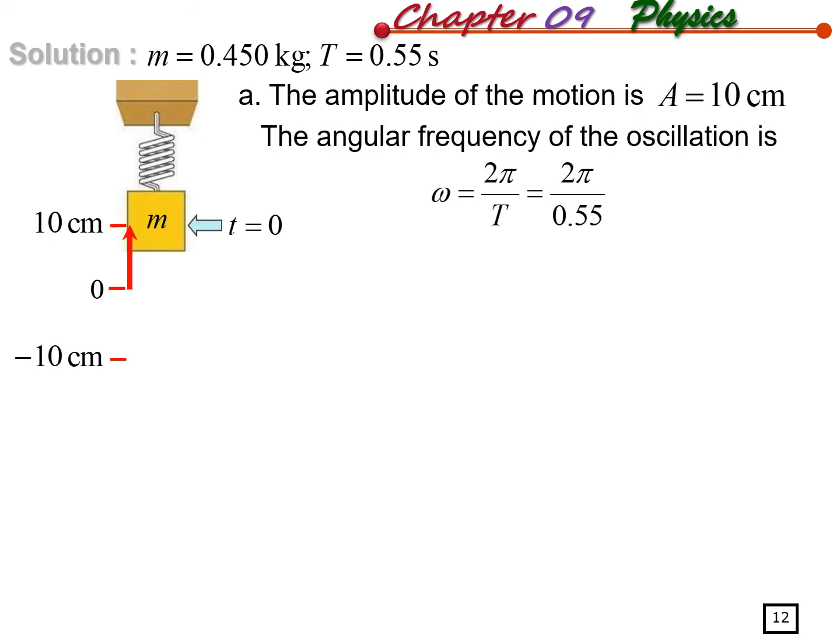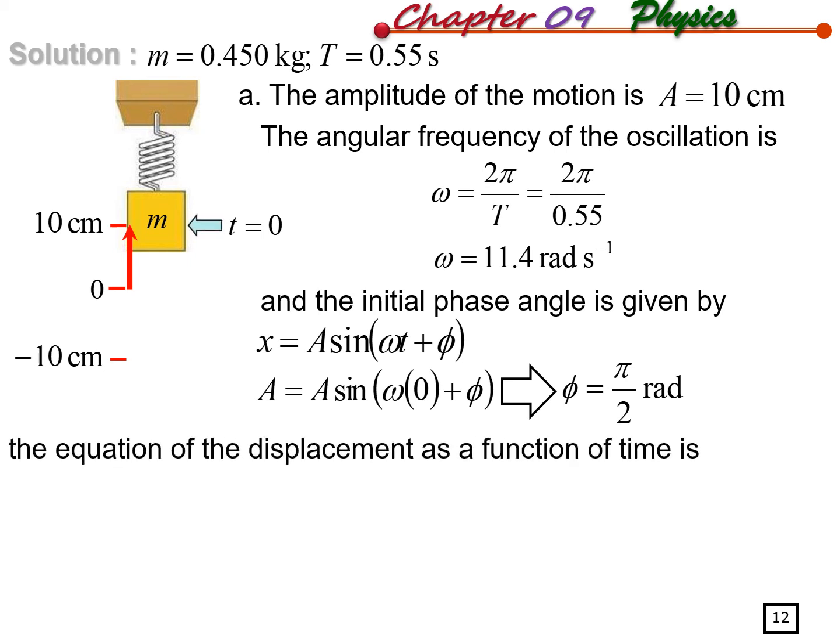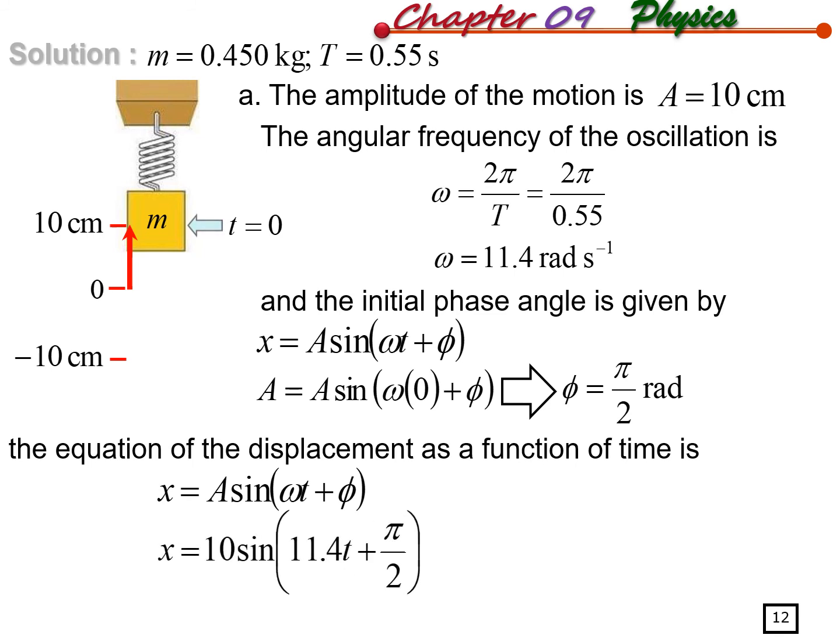And then from the period, we can calculate the angular frequency. And then the initial phase angle will be pi over 2 radian, which will be equivalent to a quarter oscillation. So therefore the final equation we will end up with is x equals A sine of omega t, where omega we already calculated as 11.4, plus pi over 2. Or it also can be written as a function of cos, where x is equivalent to amplitude times cos omega t.